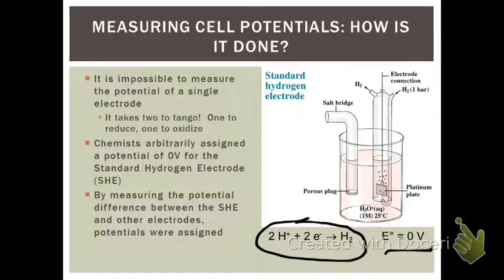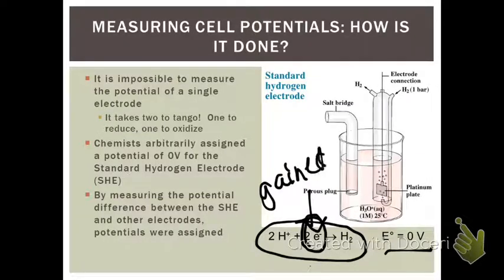So what happened is if they measured it against hydrogen and it came out negative, they knew it didn't want to undergo oxidation. Now, how do I know that? Because this particular potential is a reduction potential. And I know that because the electrons are on the left, they're being gained.